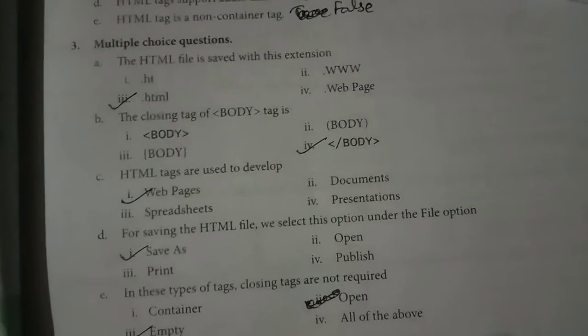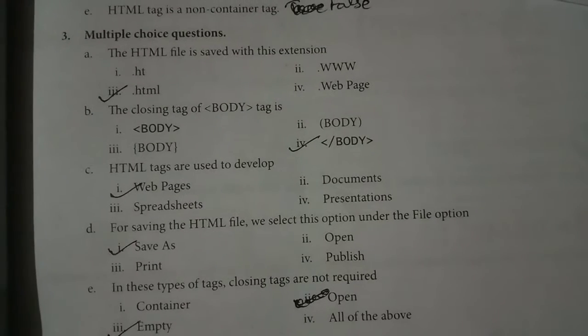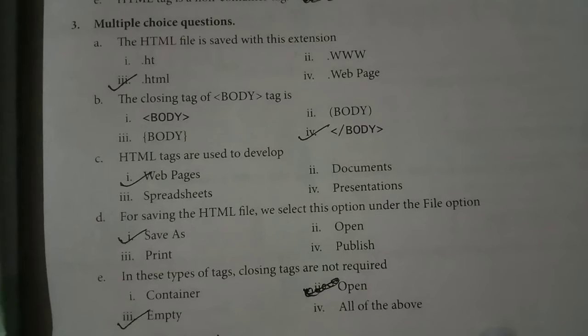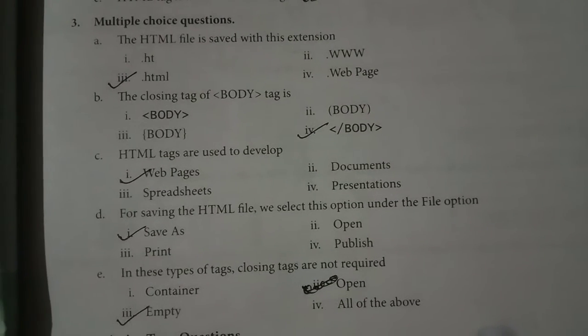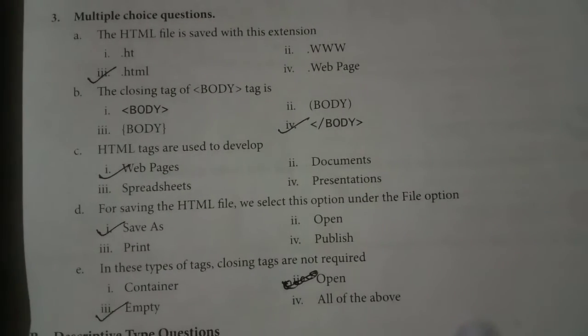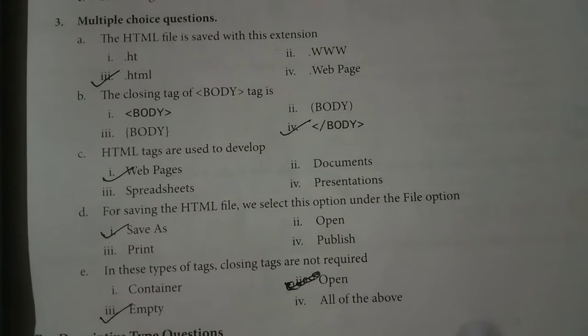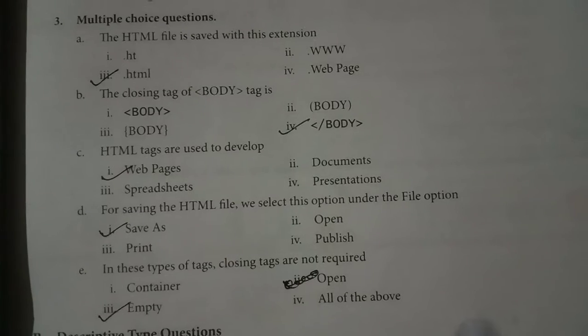The first one: the HTML file is saved with this extension. Which extension? All of you know that, .html. The closing tag of the body tag is, all of you know, the / and then the angular bracket, body is there. So the fourth option.